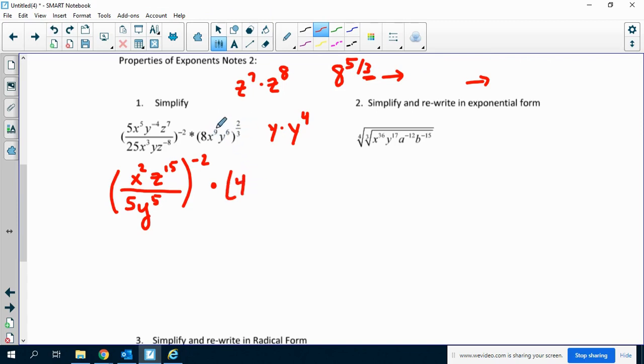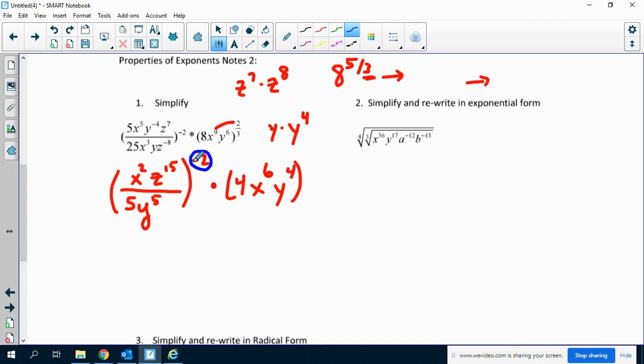X to the 9th to the 2/3, I can just multiply 9 and 2/3 because that's power to a power, and I get x to the 6th. And then y to the 6th to the 2/3, I multiply those and I get y to the 4th. Now, last thing I'm going to have to do before I do the final simplification is I need to square everything that's on the inside of this parentheses and flip it from the top to the bottom or the bottom to the top.